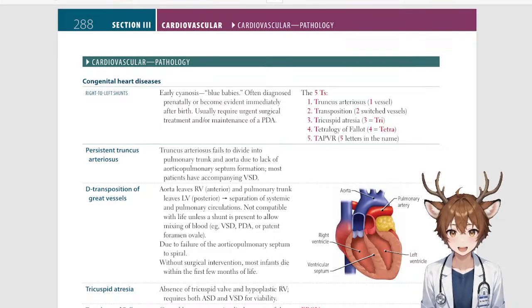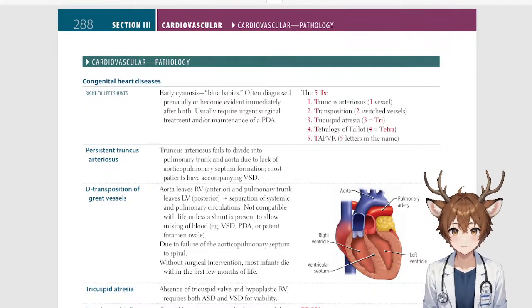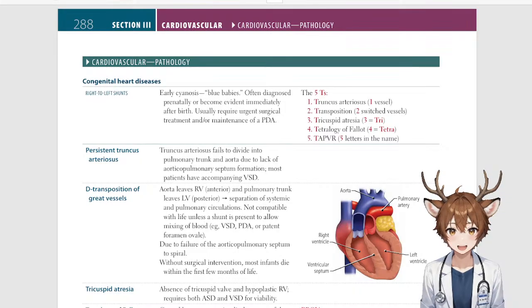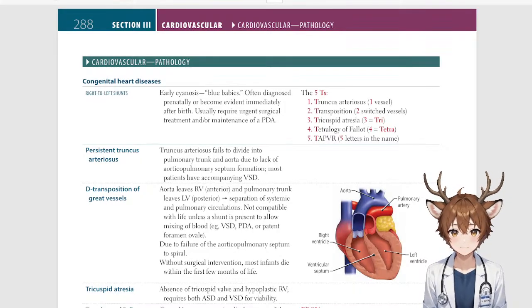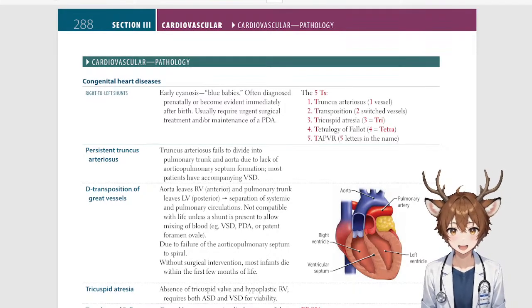Persistent truncus arteriosus. Truncus arteriosus fails to divide into pulmonary trunk and aorta due to failure of the aorticopulmonary septum formation. Most patients have an accompanying VSD.